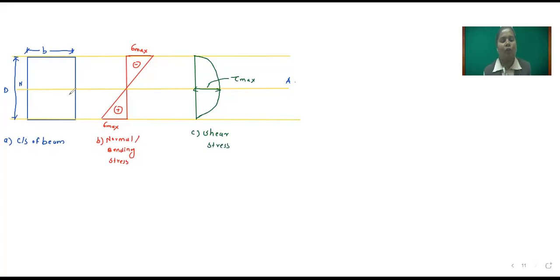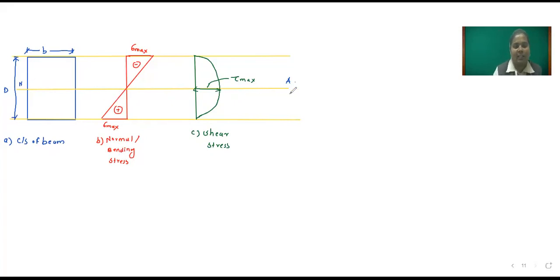So here I have drawn three figures. The first one, figure A, indicates the cross section of the beam. Figure B indicates the normal or bending stress distribution diagram, and the third figure, figure C, indicates the shear stress distribution diagram. Now we will see. First, we will observe the normal or bending stress diagram.